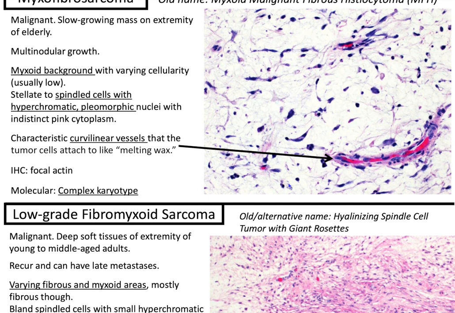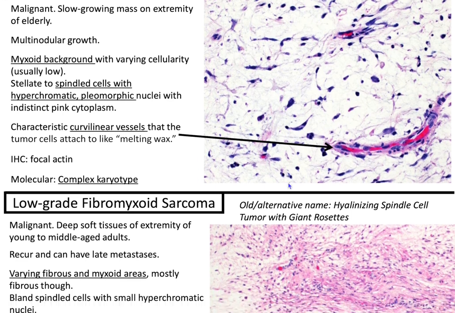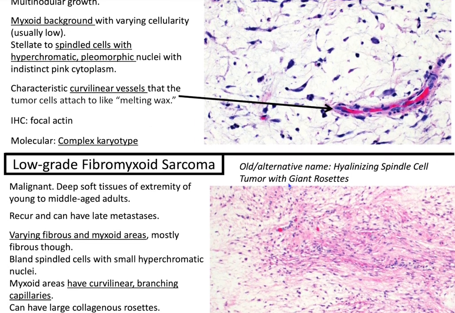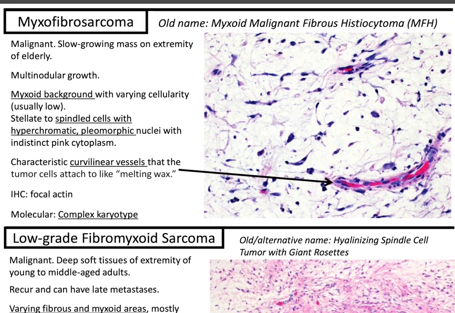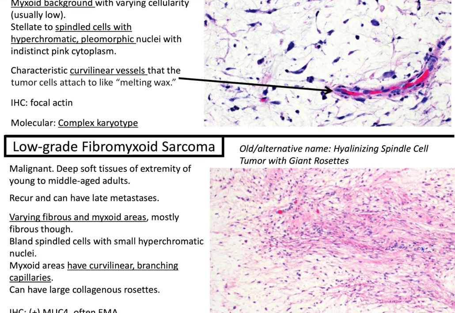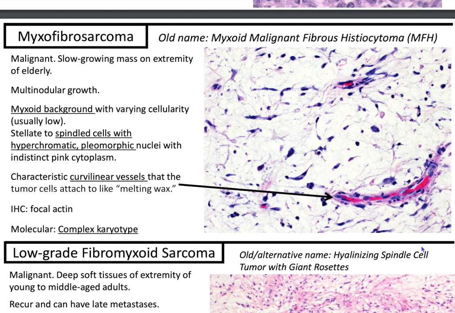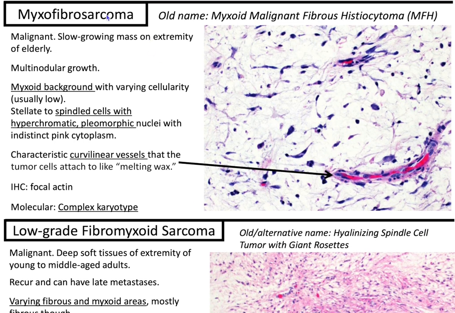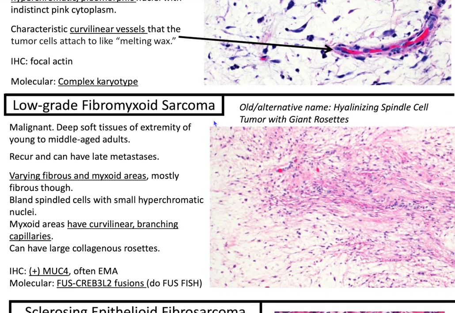Now, I personally have been getting confused with myxofibrosarcoma and low-grade fibromyxoid sarcoma because they sound similar, and this one starts with myxo, so it has more myxoid components, and fibromyxoid just has more fibrous components. And more importantly, or as importantly, demographic-wise, myxofibrosarcoma is seen in elderly individuals. Low-grade fibromyxoid sarcoma is seen in young to middle-aged adults. So you'll have these varying fibrous and myxoid areas, mostly fibrous though.